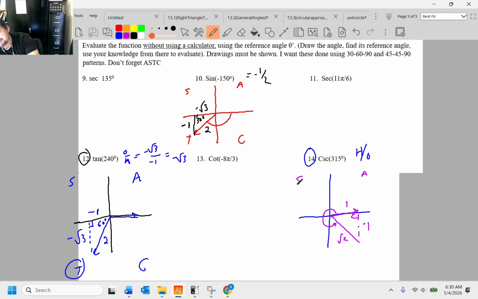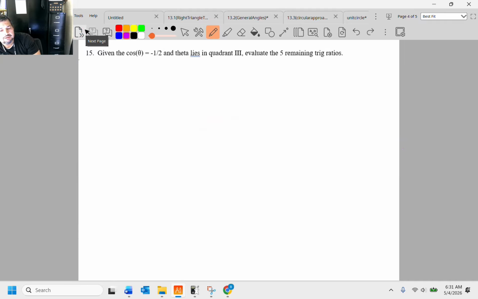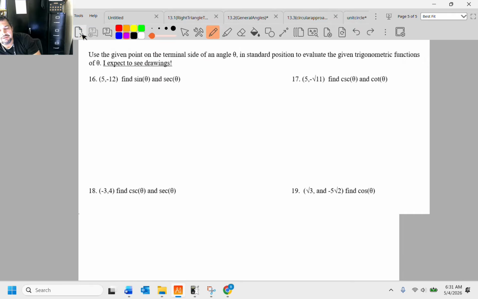If you think about ASTC, cosecant is going to be negative in this quadrant. And she is because she's hypotenuse over opposite. By the way, the reference angle is 45 degrees. So √2 over -1, which is -√2. Easy peasy lemon squeezy. I don't have too much left to do here. I'll leave that one blank.